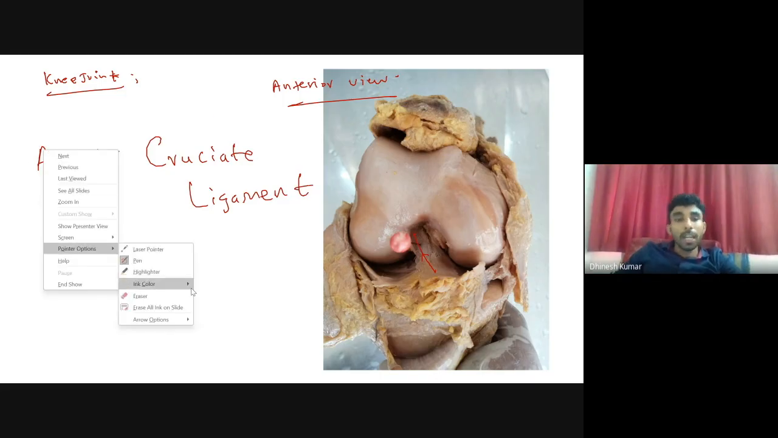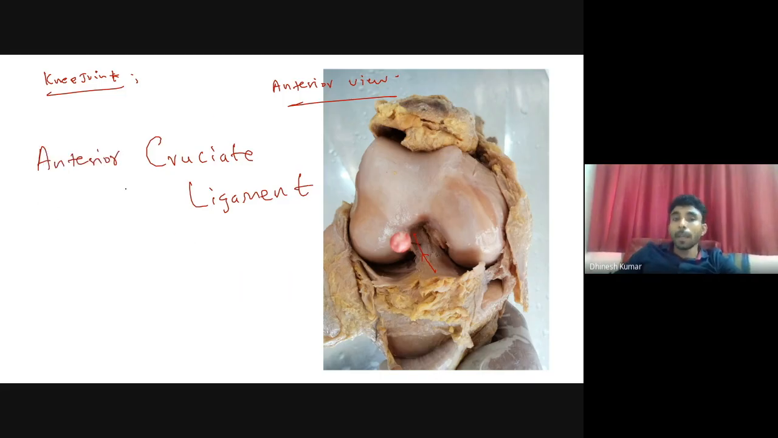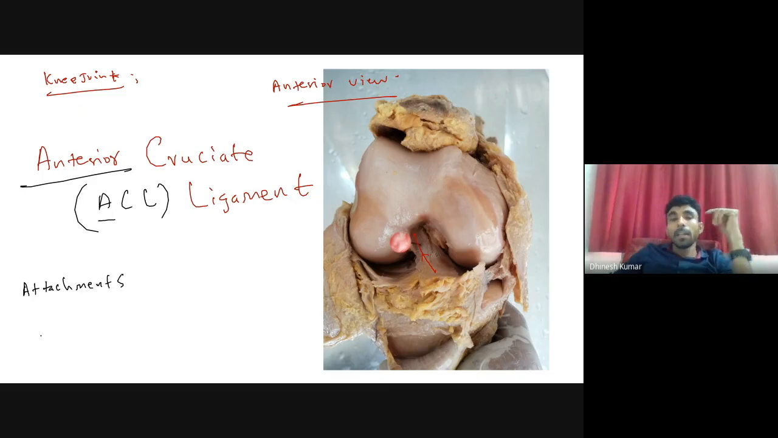Posterior cruciate ligament will not be kept in the spotters because it is located at a deeper level behind this. So anterior cruciate ligament is the answer for this question. And the sub question may be attachments. What are the attachments of the pinned structure? Otherwise function. Any one may be a sub question. So what are the attachments and function of the anterior cruciate ligament?